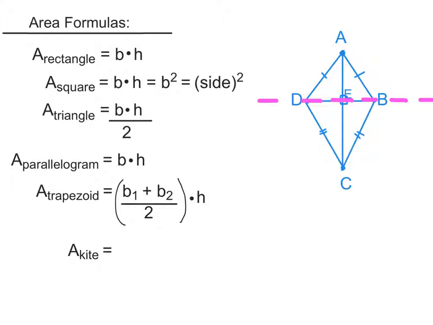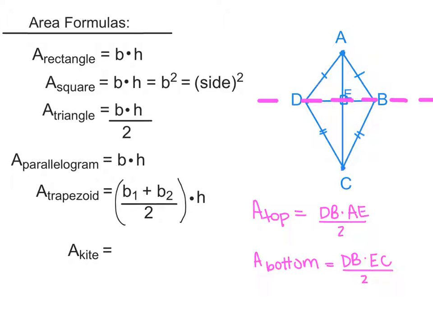Okay, so let's try this a little differently. Instead of thinking of it as 4 separate triangles, let's think of it as 2: the upper triangle on top and the bottom triangle down below. So the area of this top triangle is base DB times height AE divided by 2. The area of the bottom triangle right here is the base DB times the height EC divided by 2. So the area of the kite must be this plus this, right?